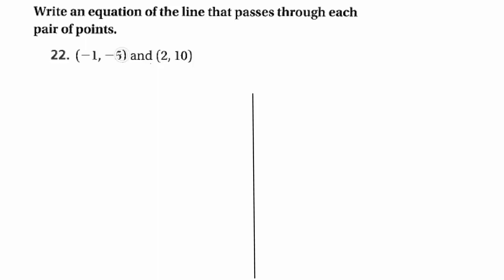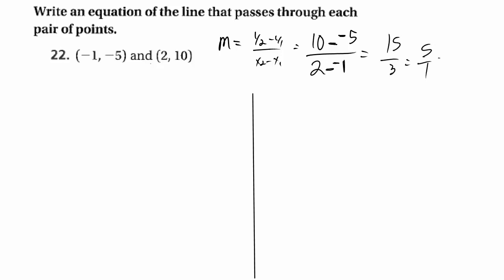This one I'm going to do the same thing. So I'm going to have to find the slope between those 2 points by subtracting the y's, subtracting the x's, and dividing those results. So when you take the difference of your y's, you get 15. The difference of your x's is 3. If you reduce that, you get either 5 over 1, or you could say just 5.